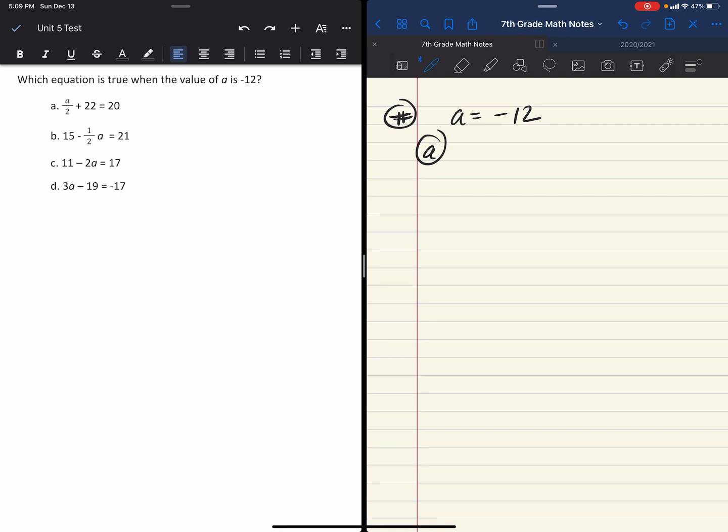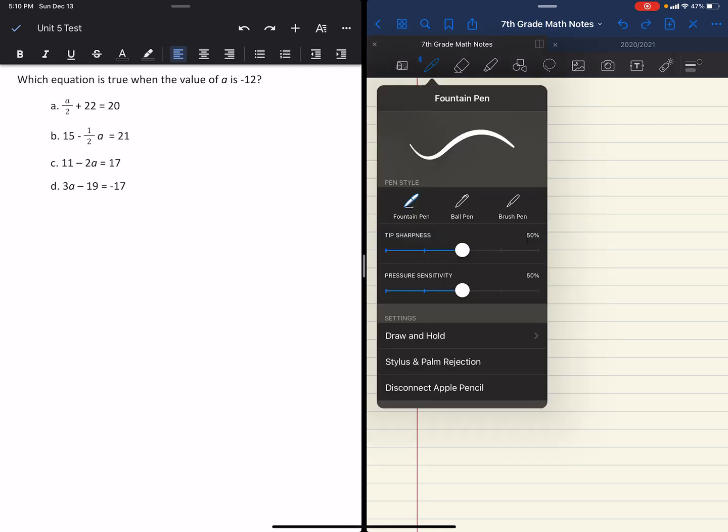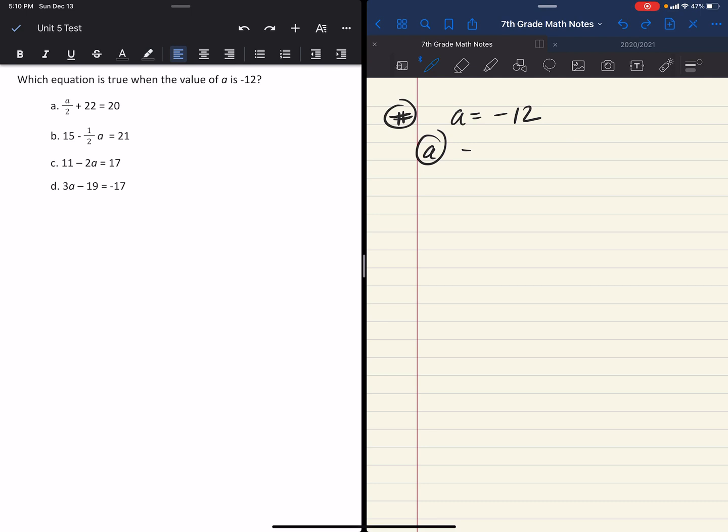So negative 12 divided by 2. Please note here, let me just use a different color. So negative 12 divided by 2. Do you see how it says A over 2? I'm substituting in negative 12 for A. Plus 22 needs to equal 20.